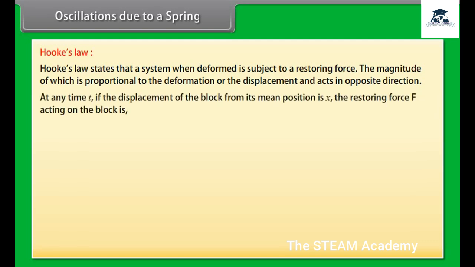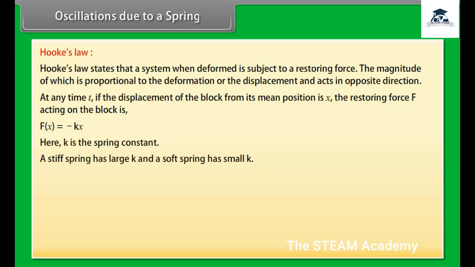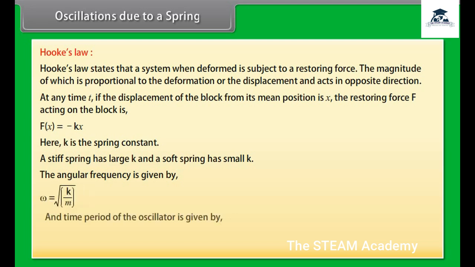At any time t, if the displacement of the block from its mean position is x, the restoring force F acting on the block is F(x) = -kx. Here, k is the spring constant. A stiff spring has a large value of k and a soft spring has a small value of k. For this system, angular frequency is given by ω = √(k/m), and the time period of the oscillator is given by T = 2π√(m/k).